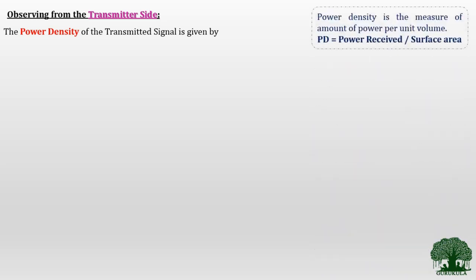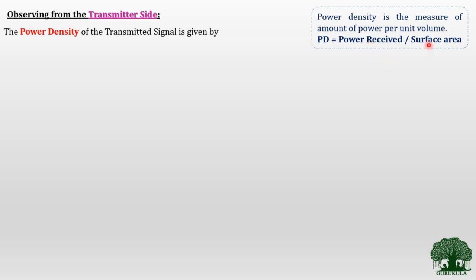What could be the power that I have transmitted is defined by using the term we call power density. Power density is the measure of the amount of power per unit volume. I will take PD as the power density, and mathematically it is represented as power over surface area. Here I am talking from the transmitter side, so I am going to consider only the transmitting antenna, and the amount of power fed to the transmitter by the feed line is what we have considered as PT.